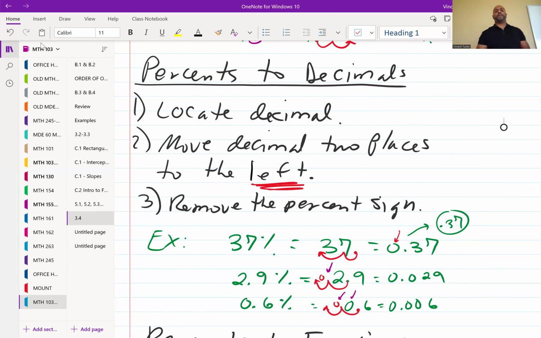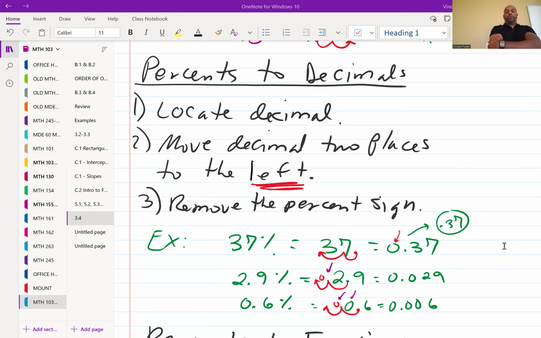So 37%, move the decimal two places to the left. That would be 0.37. And right here, all I was saying is that .37 and 0.37 are the same thing. So just reminding you that it's fine whether you have the 0 to the left of your decimal or not. Then 2.9%, move your decimal two places to the left. That'll be 0.029, using 0 as a placeholder.